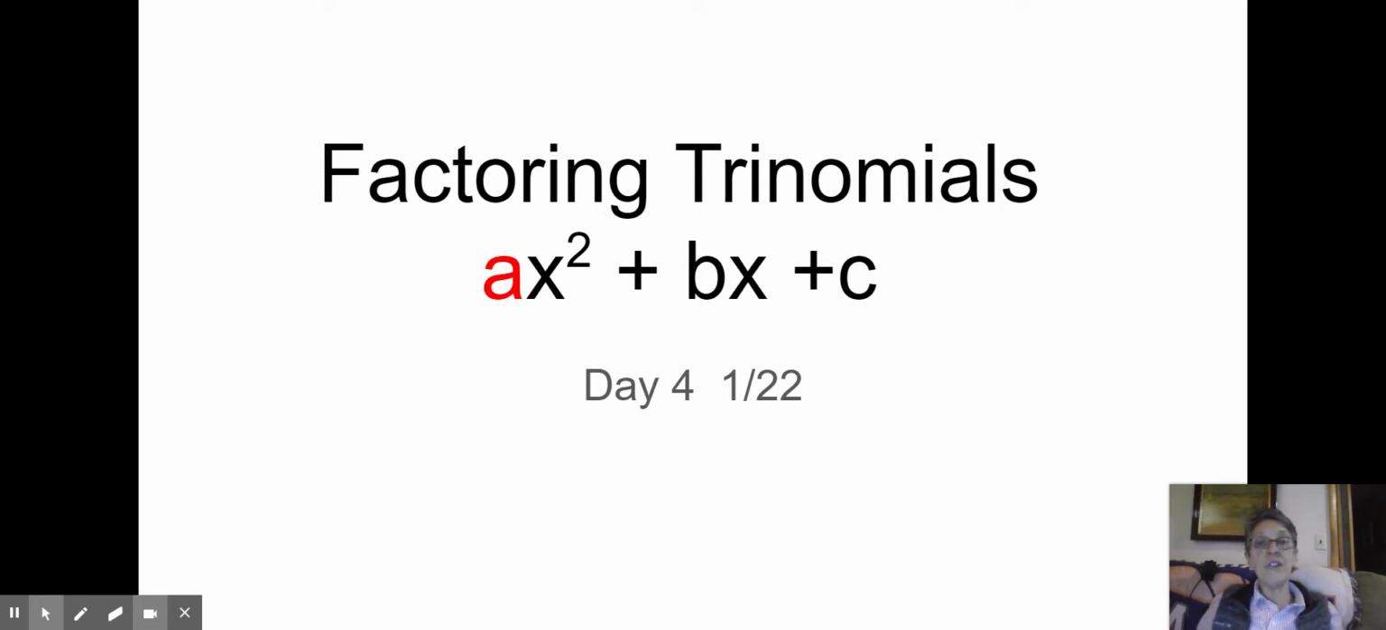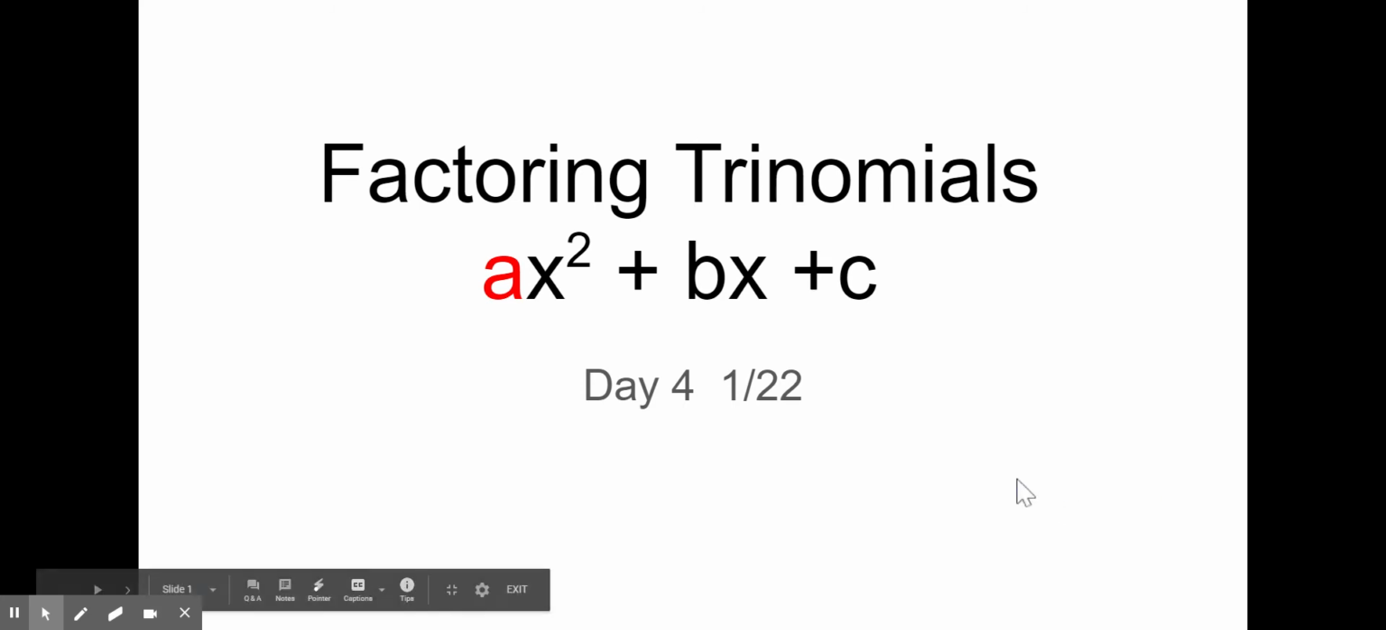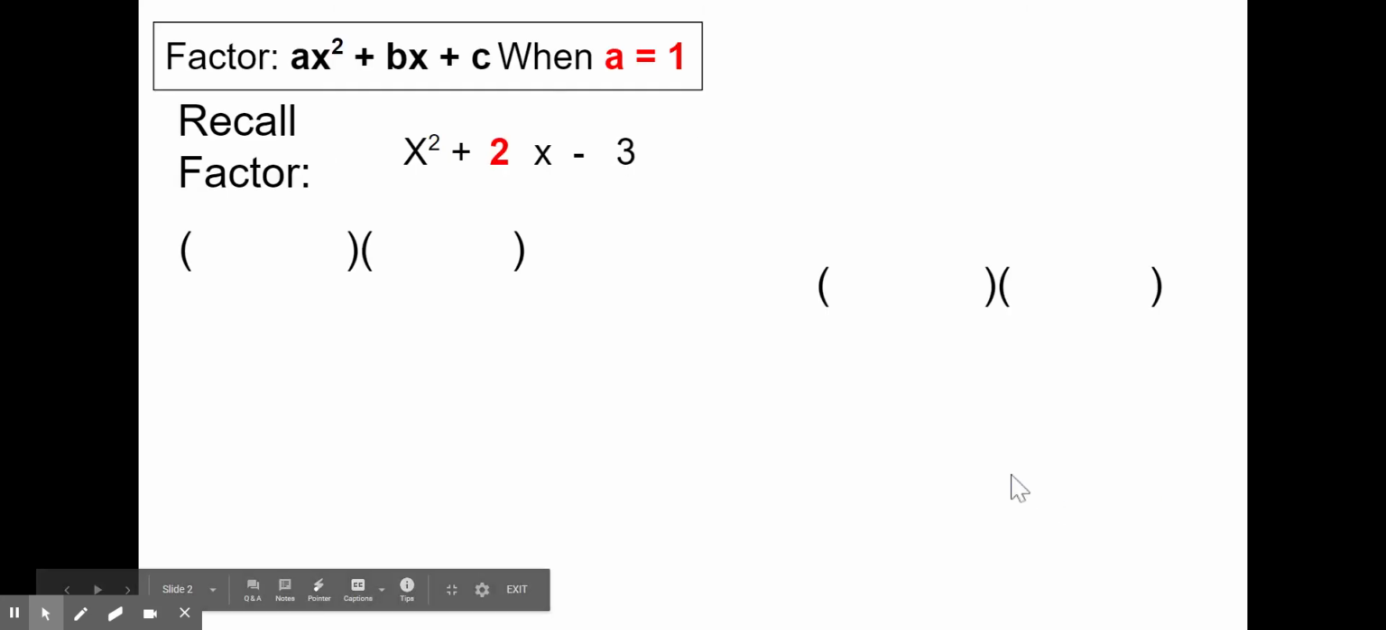Were you thinking yesterday that things might be a little too easy? Things might get a little bit harder? Well, you were right. I'm here to talk to you about factoring trinomials with a lead coefficient greater than 1. That lead coefficient we call A, and if that lead coefficient is greater than 1, things get slightly more complicated. So let me go away and we'll have at it.